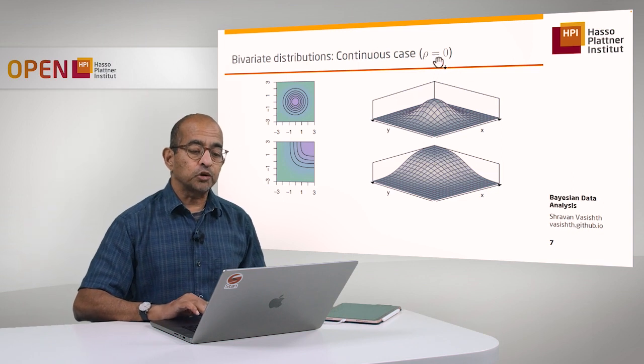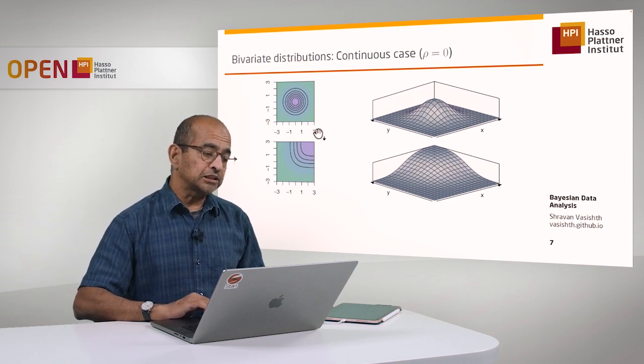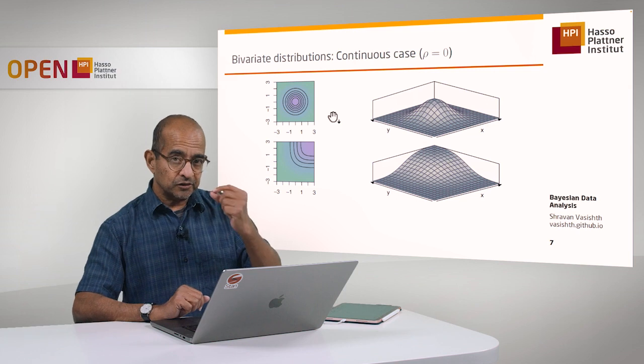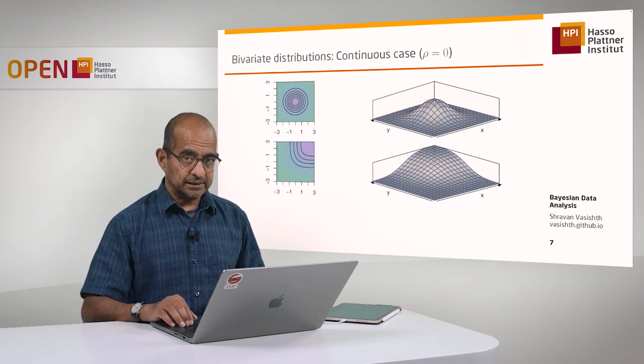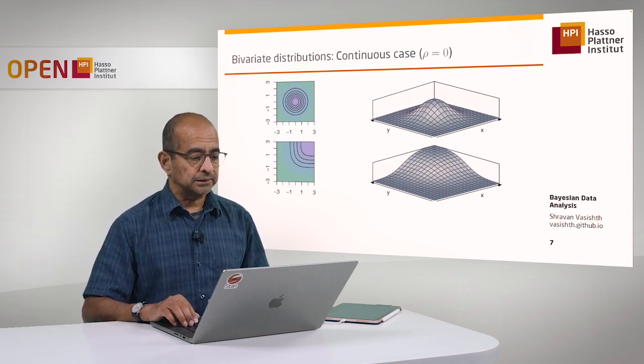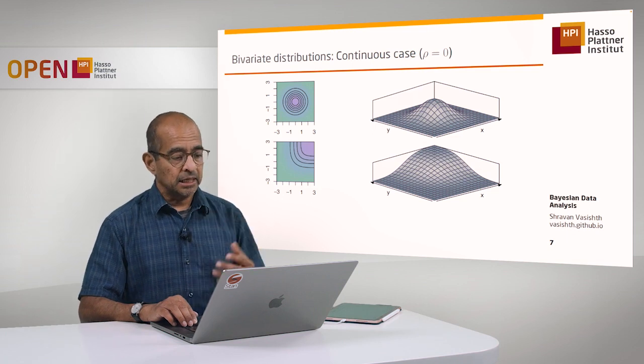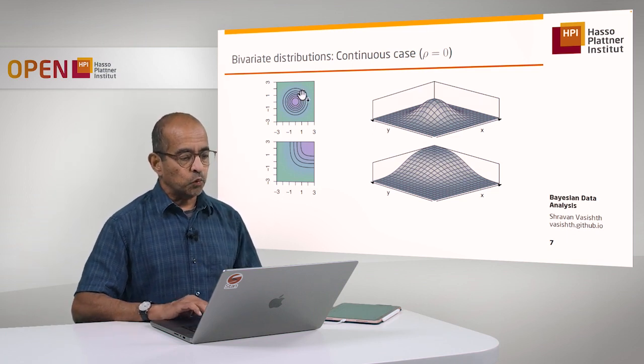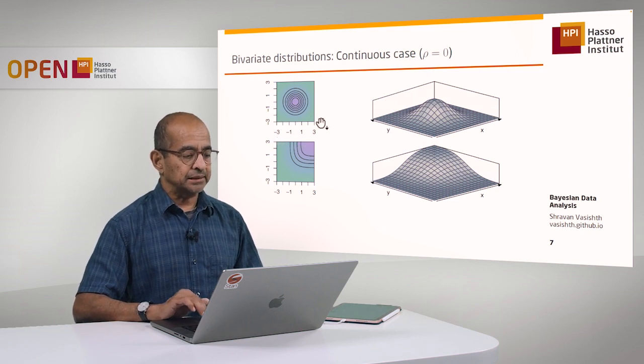But what would happen if correlation were positive? What would this contour plot look like? Just think about that before you look at the next part of my lecture. Maybe you want to pause the lecture and just think about it for a second. What would this contour plot look like if there was a positive correlation between x and y?